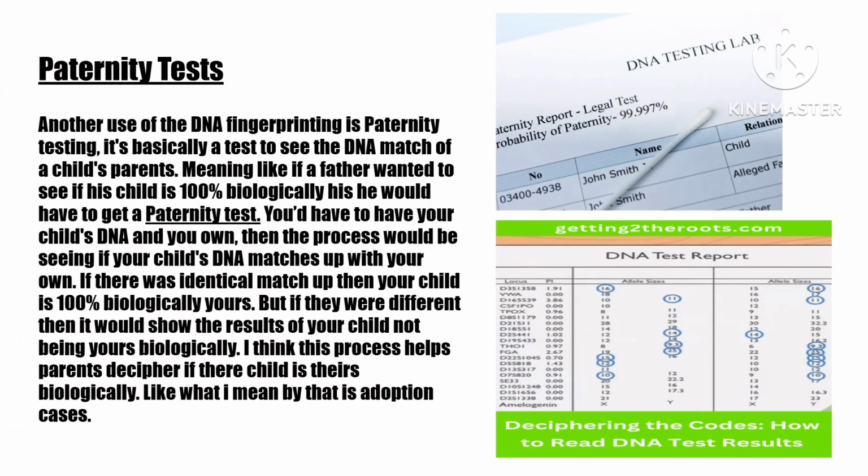Paternity testing. Another use of DNA fingerprinting is paternity testing. It's basically a test to see the DNA match of a child's parents, meaning if a father wanted to see if his child was 100% biologically his, he would have to get a paternity test. You'd have to have your child's DNA and your own. Then the process would be seeing if your child's DNA matches up with your own. If there was an identical match, then your child is 100% biologically yours. But if it were different, then it would show results of your child not being yours biologically.